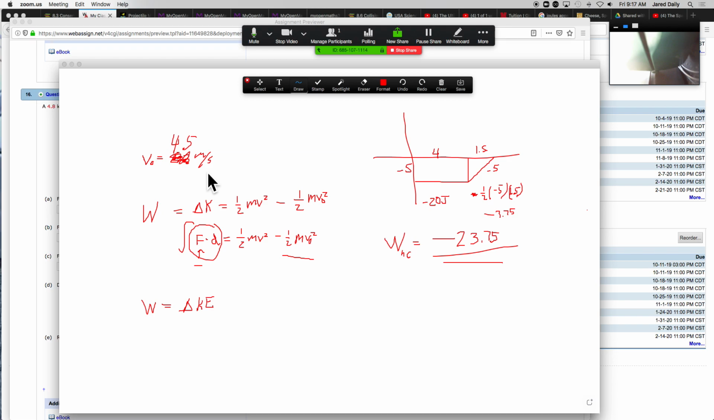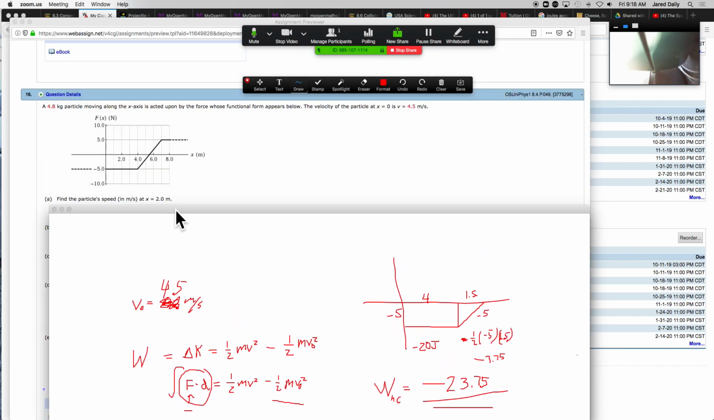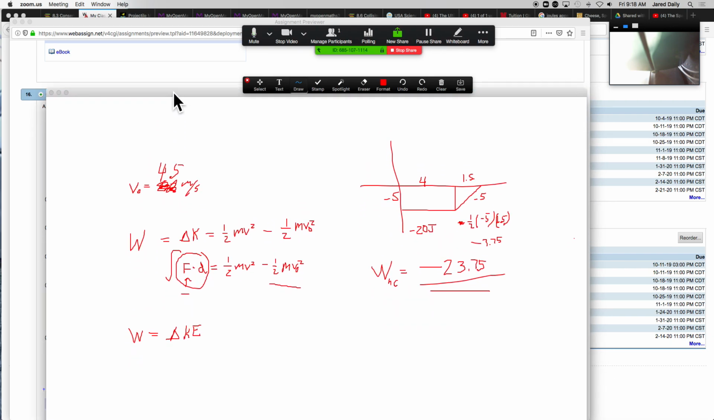So if we go here, we start off with our 4.5. We have our initial velocity of 4.5. We square that. How do you square things on this? Just multiply it by 4.5 again, I guess. And then we have our mass of 4.8. Oh, shoot. Yeah. 4.5 times 4.8 times 0.5. So that gives me 48.6.